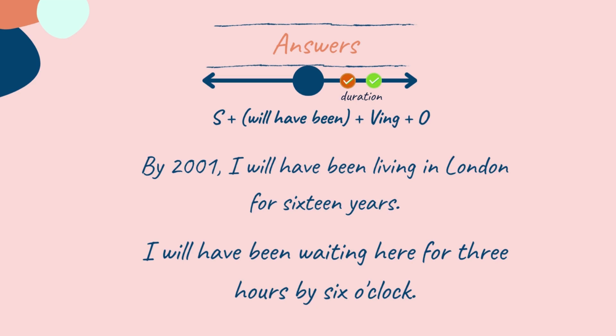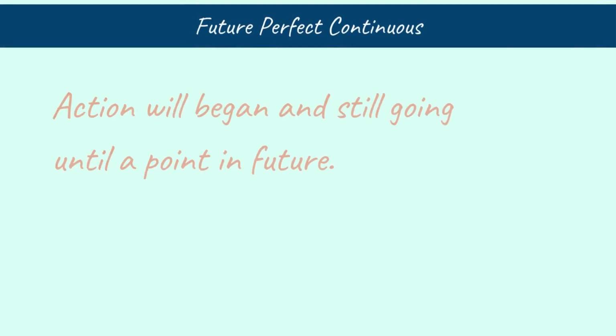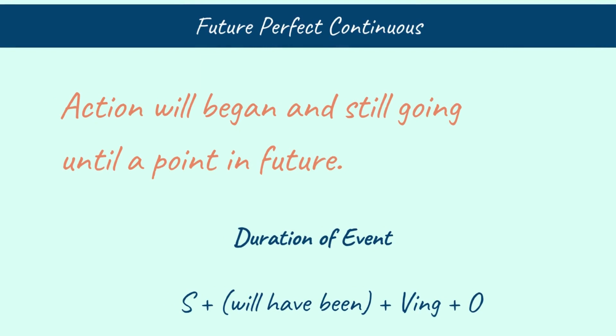By 2001, I will have been living in London for 16 years. I will have been waiting here for 3 hours by 6 o'clock. I hope you would have given the correct answers. Let's quickly revise the future perfect continuous tense.